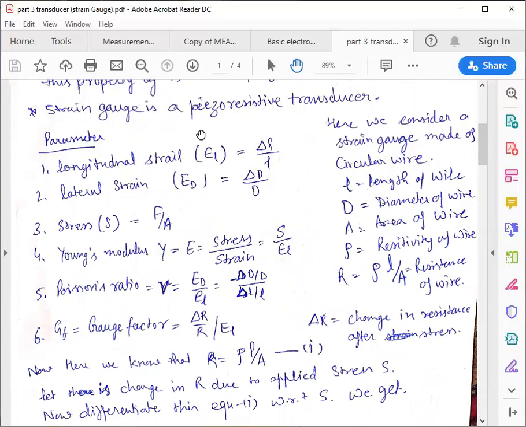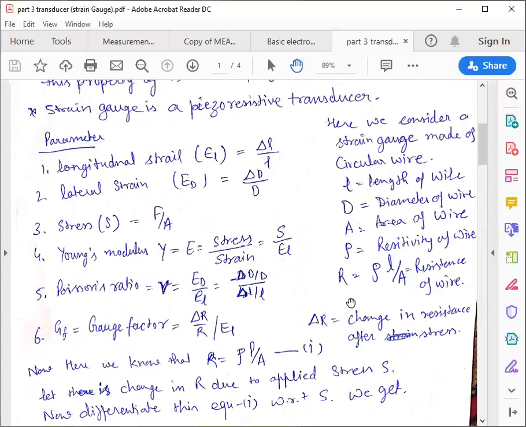Now, let us consider a strain gauge which is made up of a wire, where L is the length of the wire, D is the diameter of the wire, A is the cross-section area of the wire, and rho is the resistivity of the wire. As you know, resistance is equal to resistivity times length per unit area: R = rho L by A. This is the resistance of the wire before applying strain, the original resistance of the wire R.